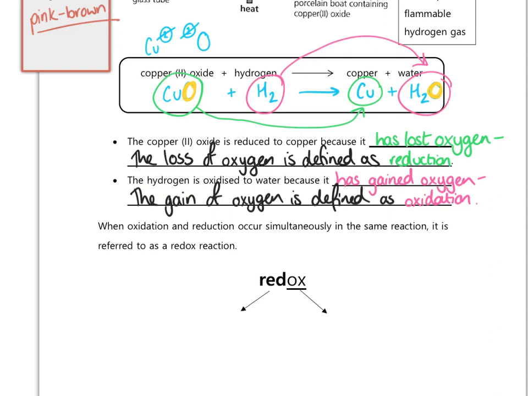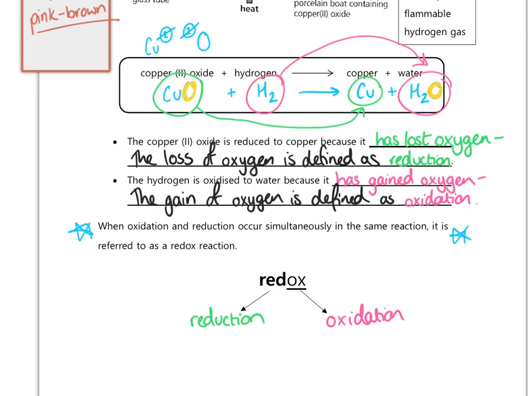Where do we get this name redox from? Well, the RED at the start of the name, red, stands for reduction, and the ox at the end of the name stands for oxidation. So this is really important. This reaction that we've just looked at is what we call a redox reaction, because oxidation and reduction are occurring simultaneously at the same time in the same reaction.